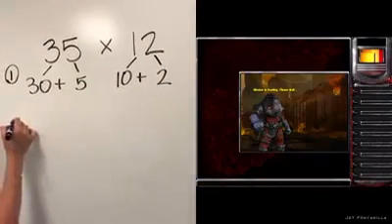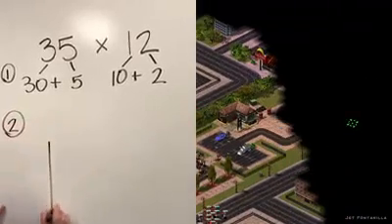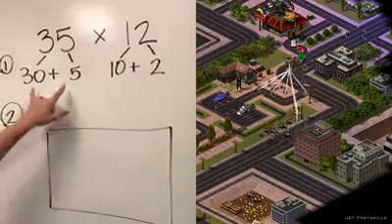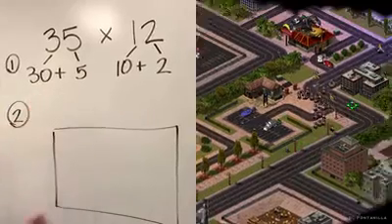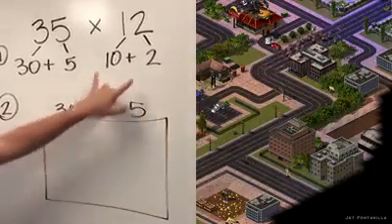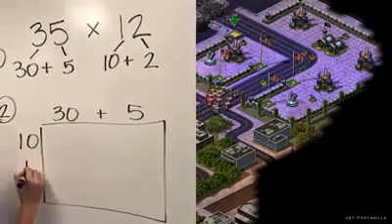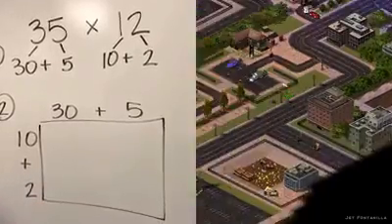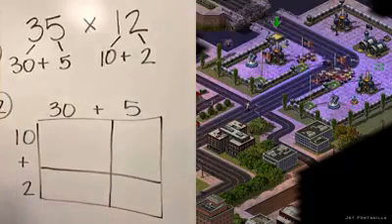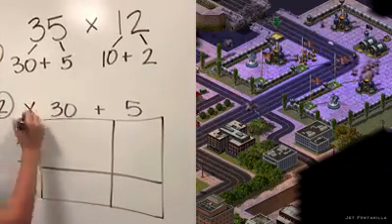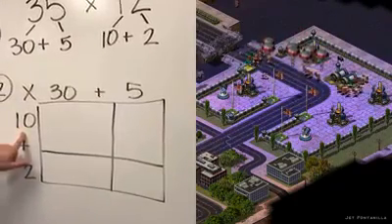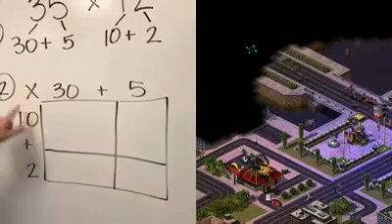The next step would be to draw a large box. Okay, and on this box we're going to put both of our expanded numbers. So on the top I'm going to put 30 plus 5, and on the side I'm going to put 10 plus 2. Where your plus signs are, I want you to draw lines through the middle and down it. And then in the very corner, we're still multiplying, so I'm going to put a big multiplication sign. Starting with our very first number on the top, we say 10 times this, 10 times that.